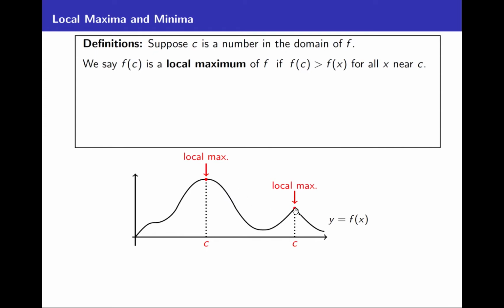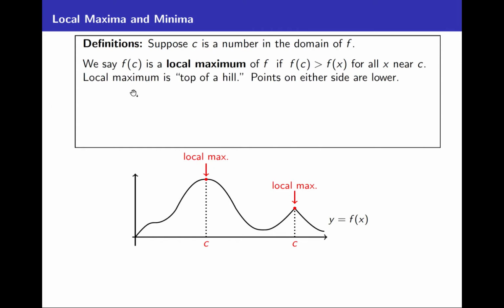Likewise, there's another local maximum of our function right here at this number c. f of c is greater than f of x for values of x that are nearby c. So we would call this f of c a local maximum. The word local means we're only looking at points nearby c. This local maximum is actually lower than the local maximum over here, but we're only concerned with values of x that are close to c, so it doesn't bother us that there are points higher than this maximum on the graph.